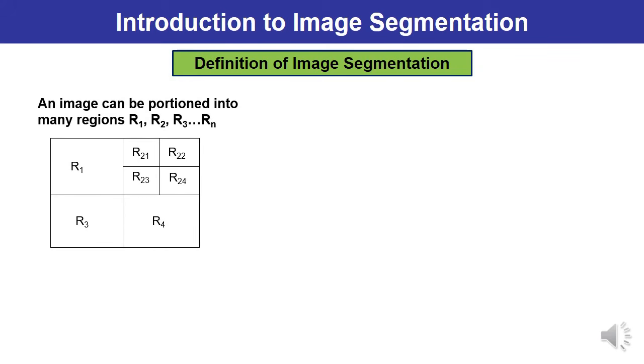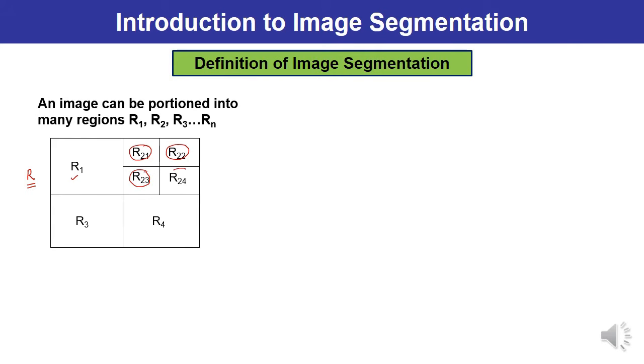Now let us discuss the definition of image segmentation. You know that an image can be partitioned into many smaller subregions. If an image is denoted by R, the original image is divided into various sub-components, sub-images. You can see one component is R1, and the other portion, the first quadrant, is further divided into four smaller sub-regions, denoted as R21, R22, R23, R24.